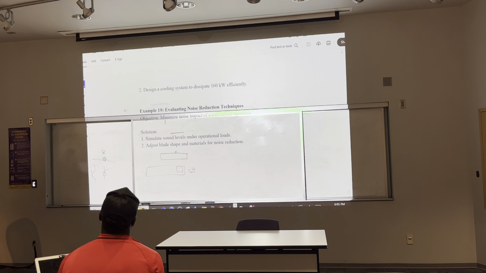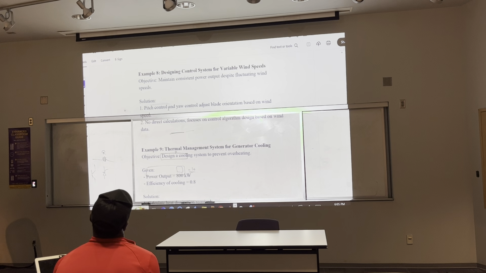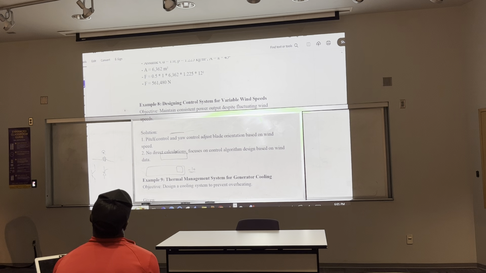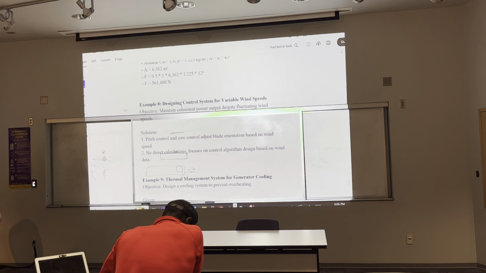I think this last example is just explained, not required. Evaluating noise reduction is not required. Noise reduction technique, so 10 and 8 not required. Any question? Do you want to take 10 minutes now and then continue? We will discuss after the break.